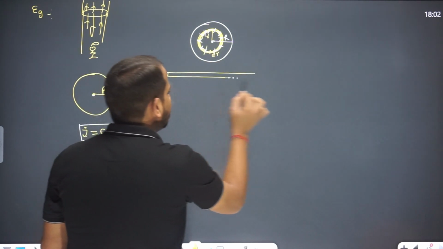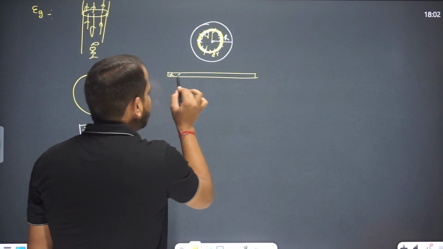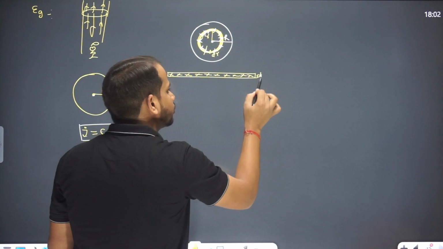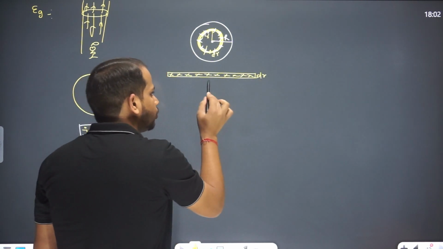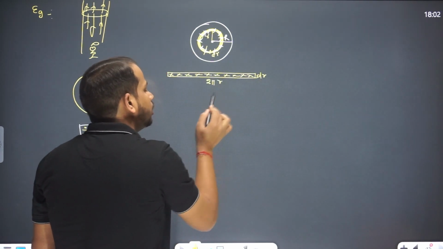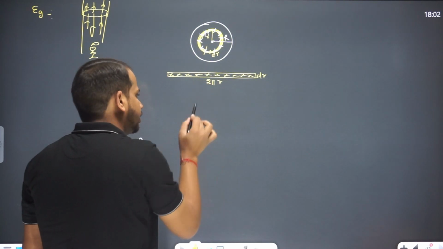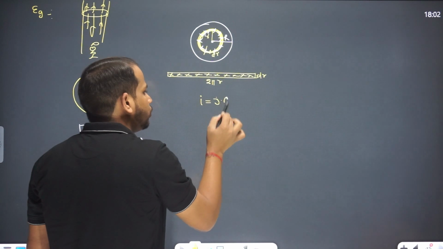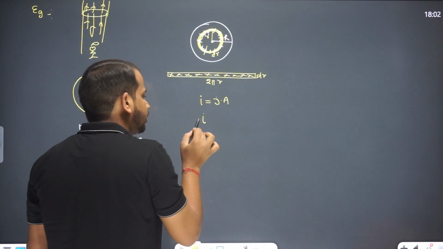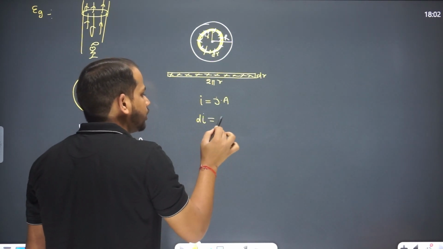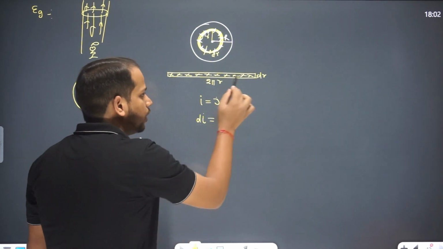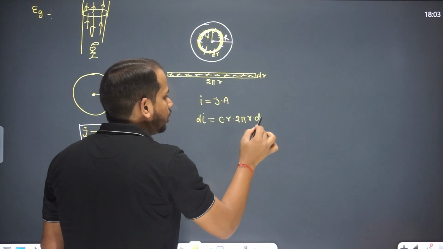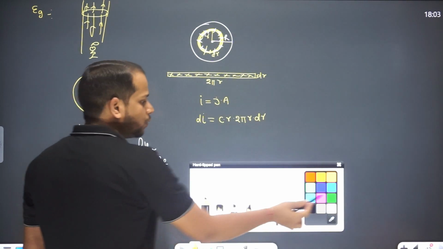So this is the area we have. If this is the area we have and there is a current flowing inside, and what is the thickness of this one? dr. And what is the total length here? 2 pi r. So what is the current in this region? Current is what? Current is J into A. So this is di is equal to J, which is what? C into r into area. What is the area for this one? Area is 2 pi r into dr. Why we are saying it's 2 pi r into dr?